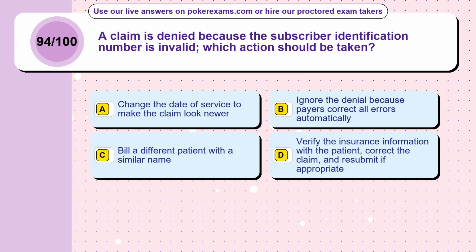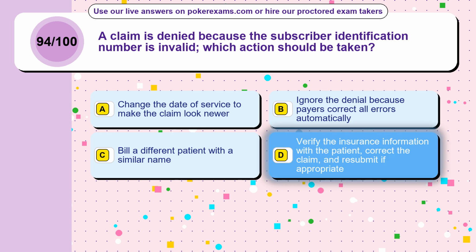Question 94. A claim is denied because the subscriber identification number is invalid. Which action should be taken? Option A. Change the date of service to make the claim look newer. Option B. Ignore the denial because payers correct all errors automatically. Option C. Bill a different patient with a similar name. Option D. Verify the insurance information with the patient, correct the claim, and resubmit if appropriate.